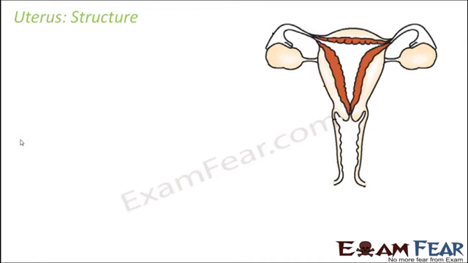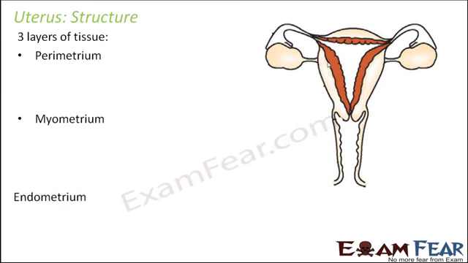So let us look at the structure of the uterus in a little more detail. The uterus has three layers of tissue. So what are the three layers? Perimetrium, myometrium and endometrium. Now this is extremely important because these three layers of tissues serve a very important purpose in the functioning of the female reproductive system.